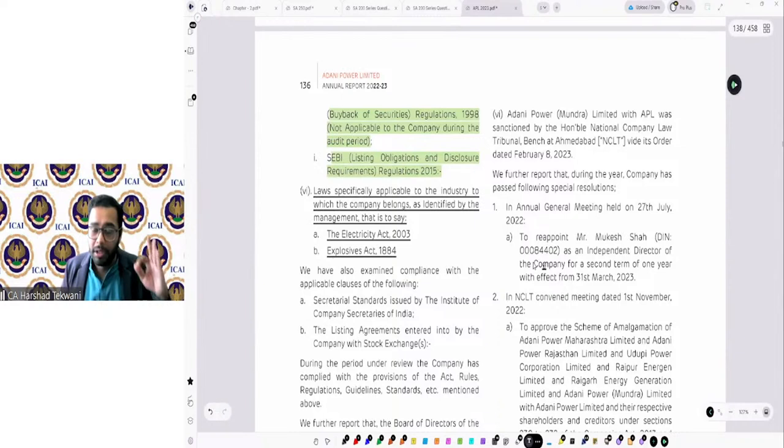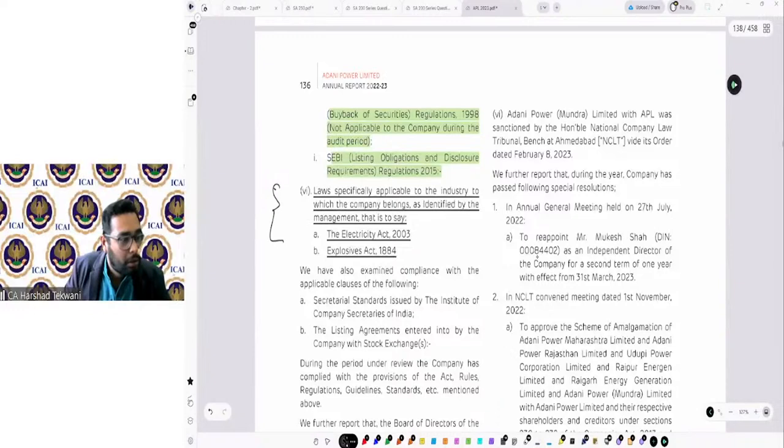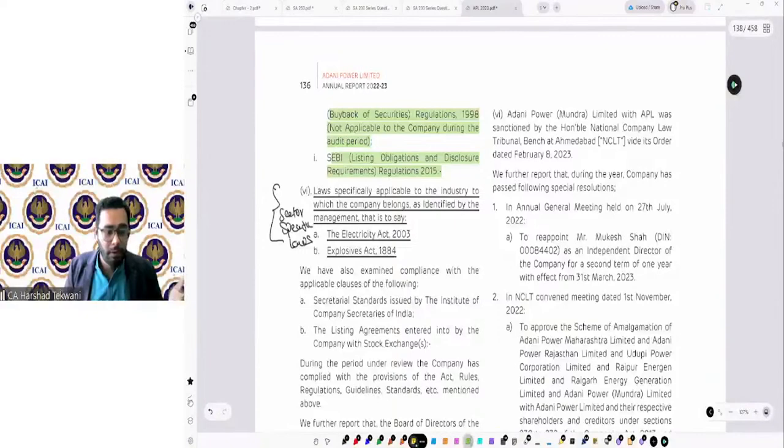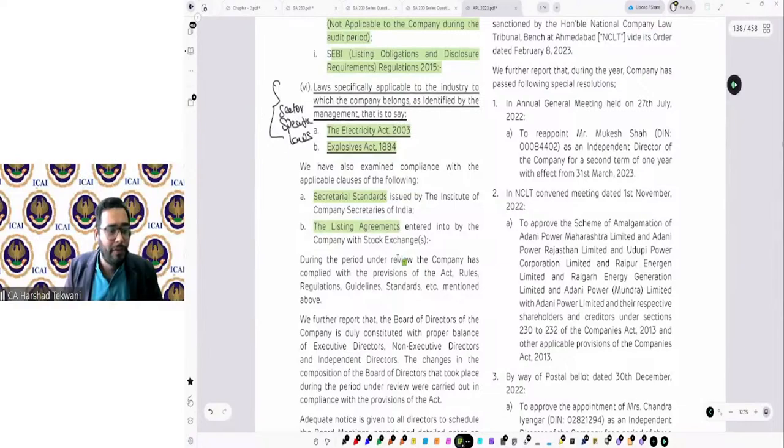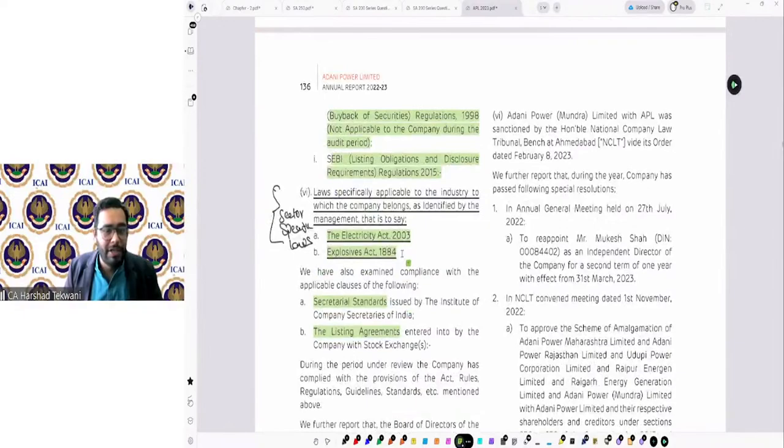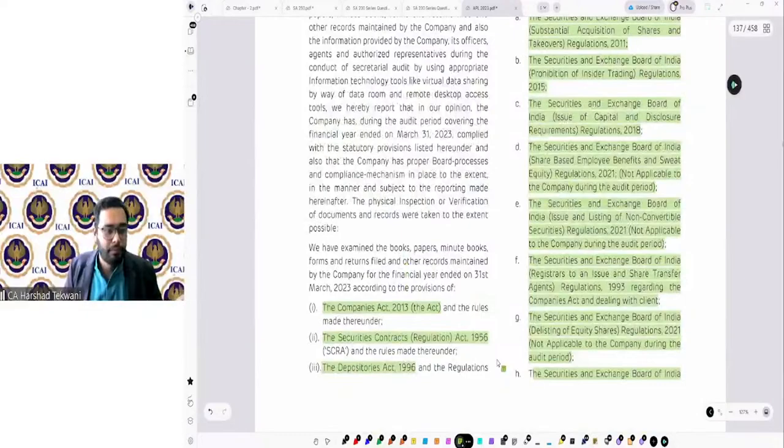Again, these are the sector-specific laws that I was talking about, which are applicable to the company and that management has identified. That's very good. So, the Electricity Act and the Explosives Act. What else do we have? They have secretarial standards issued, and they have the listing agreements of the stock exchange. So, some of the laws and regulations that are applicable to the company are listed over here. Some, not all, but some of the major ones are listed over here.